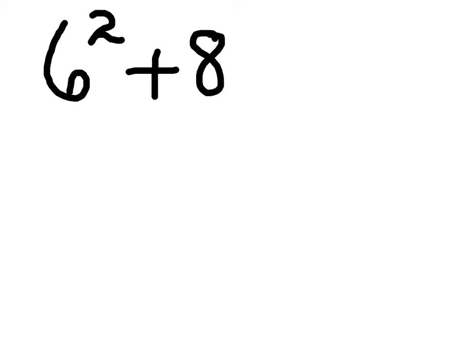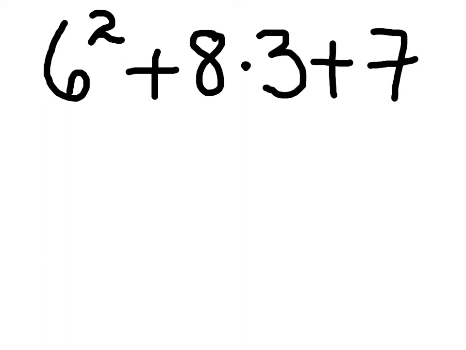Here's one that gets a little more complex. We have 6 to the second power plus 8 times 3 plus 7. Okay, so with this expression, 6 squared plus 8 times 3 plus 7, what do we need to do according to the order of operations? We need to do the times first.